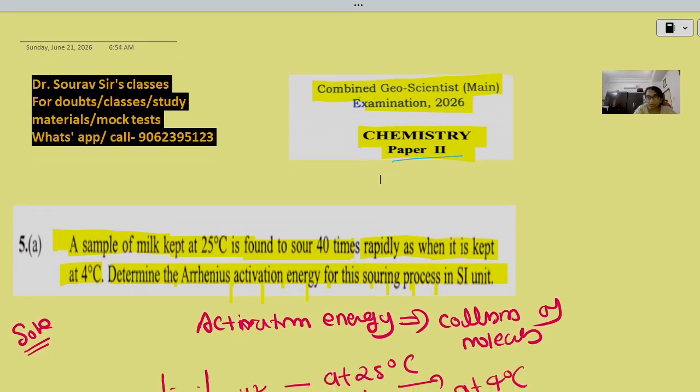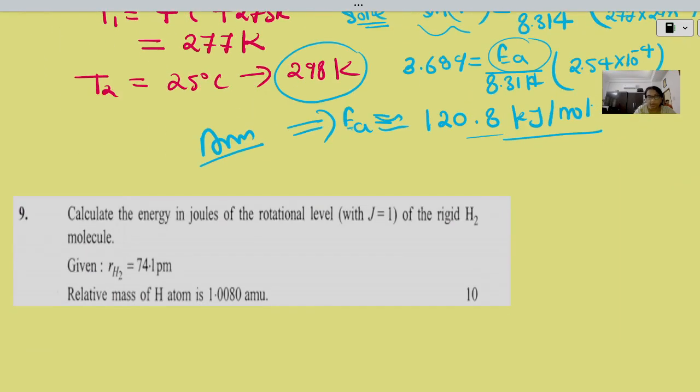Okay, so now we start the solution of question one, the subjective type question. What is the question? Calculate the energy in joules of rotational level with J equal to 1 of the rigid hydrogen molecule. In this question, the given value is R of H2 equal to 74.1 pm, and the relative mass of hydrogen is 1.0080 amu. This question is 10 marks, and according to our marking, we will try to solve it.